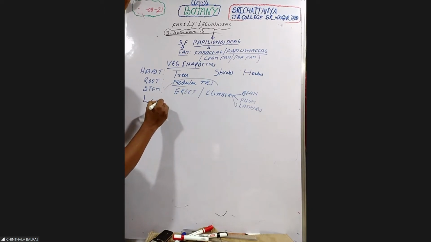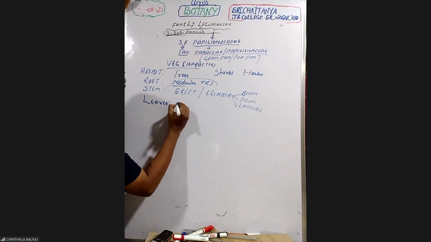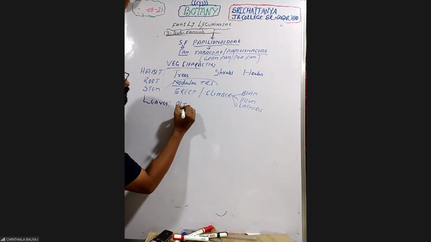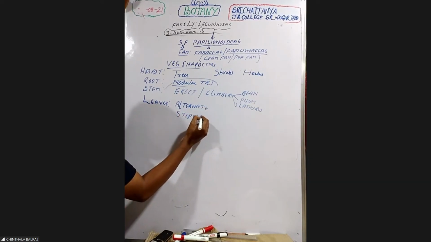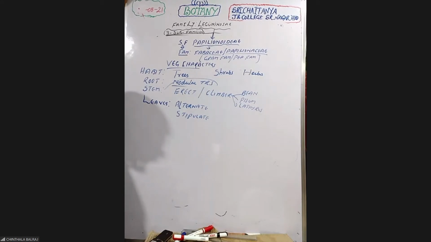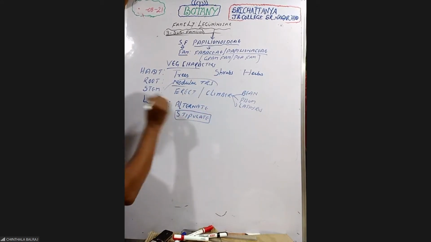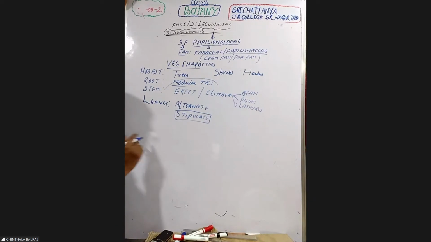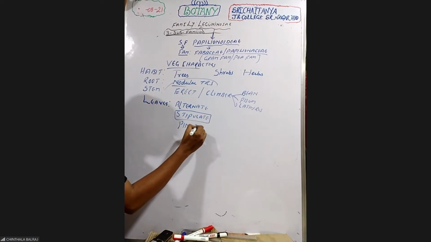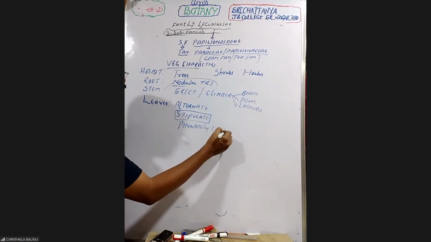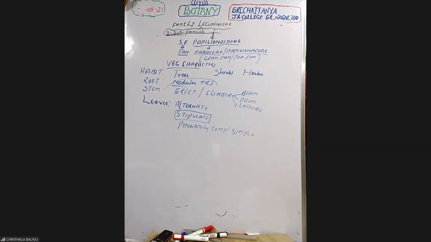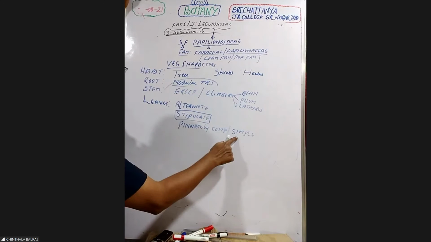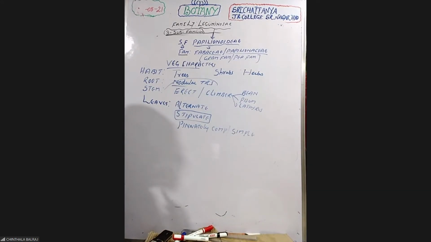Leaf: which type of leaves? Here the leaves, phyllotaxy: alternate. Stipulate. All the remaining families included in your syllabus are exstipulate. This is the only family with stipulate leaves. Which type of leaves? Pinnately compound or simple leaves; both are present. In Solanaceae, mainly simple leaves, rarely pinnately compound leaves.